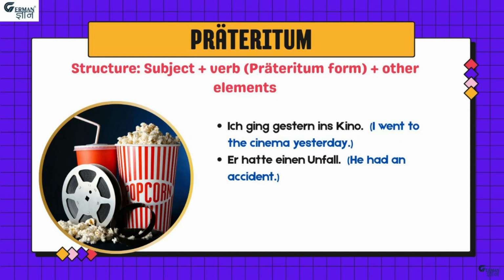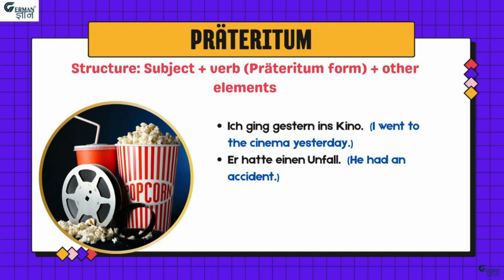Now, the sentence structure of Präteritum and present tense is the same. That means first comes your subject, then your verb, and then other elements, and then the object. Now, what you have to remember is that in Präteritum form, you have to write the verb in the Präteritum tense. Like in present tense, you have to conjugate the verb according to the subject, but conjugate the verb in the Präteritum tense. For example, "Ich ging gestern ins Kino." I went to the cinema.